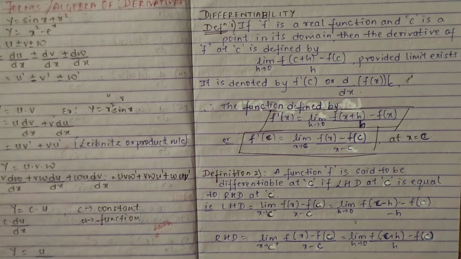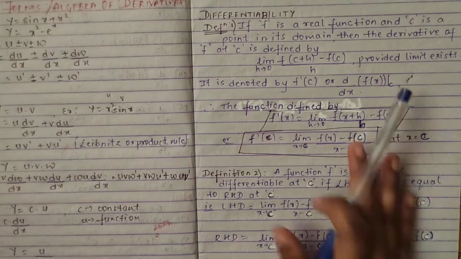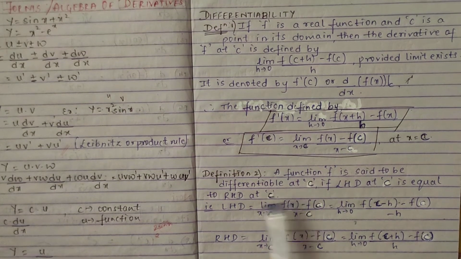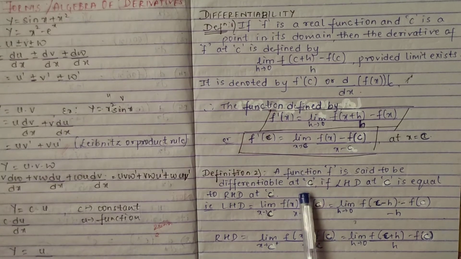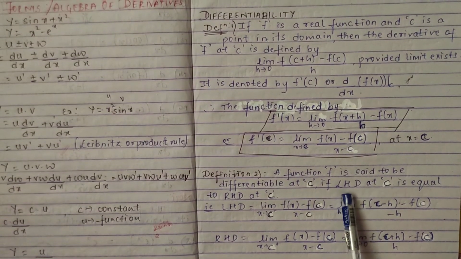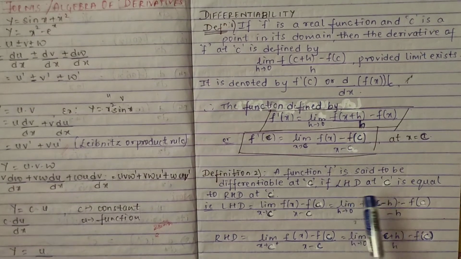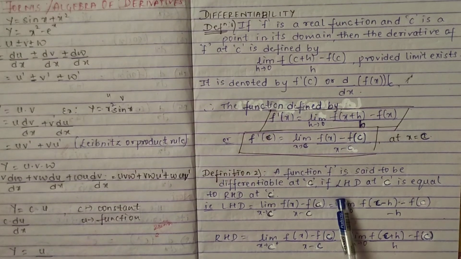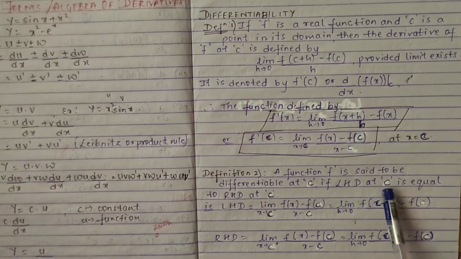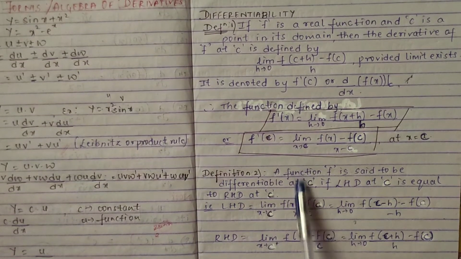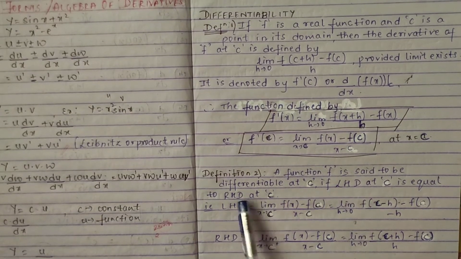Now, one more definition. When we say a function is differentiable, a function f is said to be differentiable at c, at that particular point, if LHD, the left hand derivative, at c is equal to RHD. Just as you had LHL, the left hand limit, here it is the left hand derivative. RHD is the right hand derivative at c. It means at that given point, both should be equal.